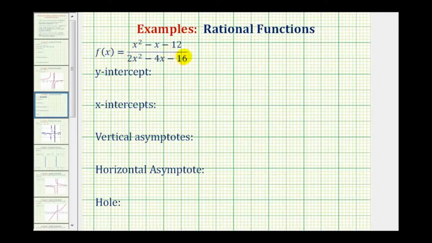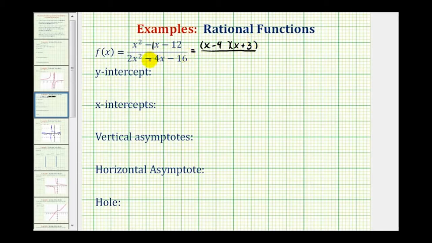We're given a rational function and asked to determine the y-intercept, x-intercepts, vertical asymptotes, horizontal asymptotes, and any possible holes in the function. When working with rational functions, it's often best to have it in factored form, but let's go ahead and start by factoring the numerator and denominator. Looking at the numerator, we would have a factor of x and a factor of x here, and the factors of negative 12 that add to negative 1 are negative 4 and positive 3.